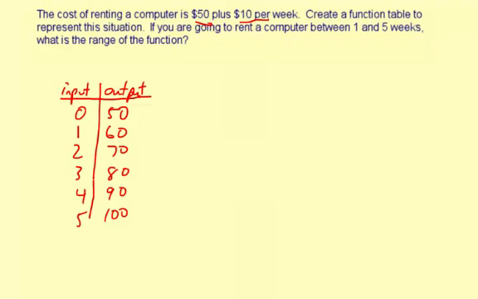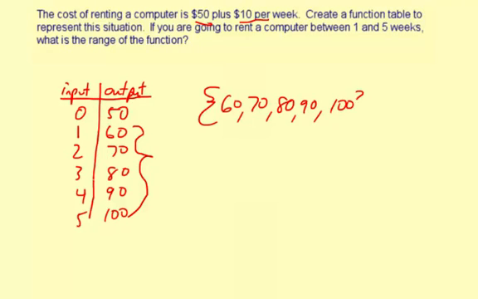And context means the situation. So we want the range between 1 and 5, and that's right here, these guys. So the range is going to be the outputs of 60, 70, 80, 90, and $100.